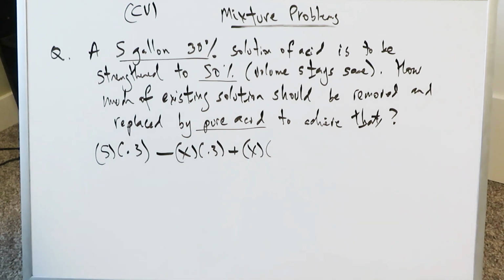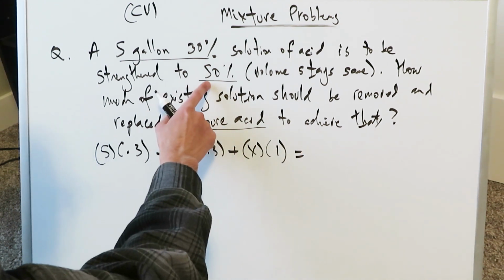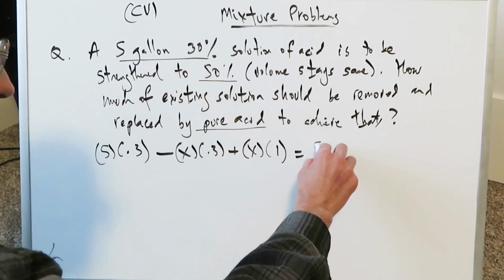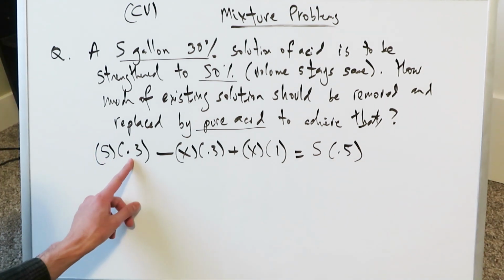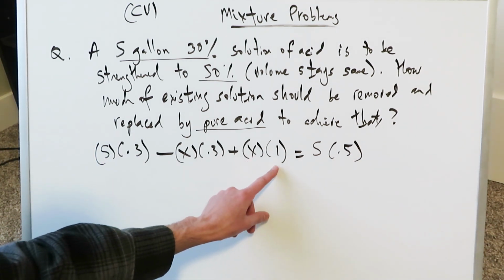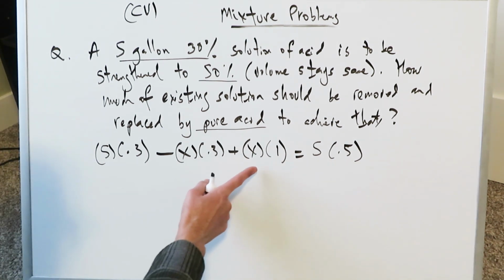How do you generate pure acid in terms of concentration? Well, it's 100%, which means it equals 1. To give you your outcome, 50% of 5 gallons: 5 gallons of 50%, 0.5. Remember, volume, concentration, volume, concentration. Everything stays good that way. Now all you have to do is solve for x.